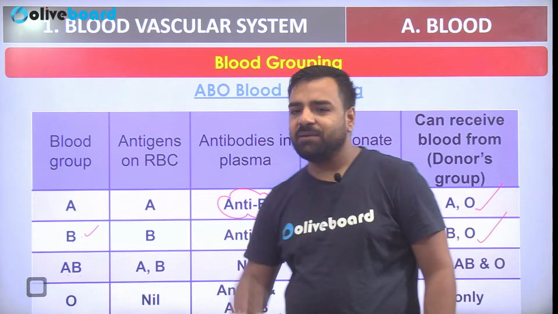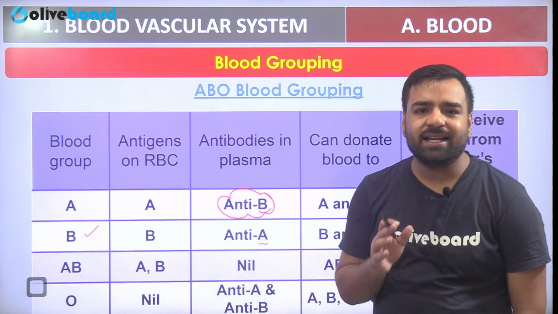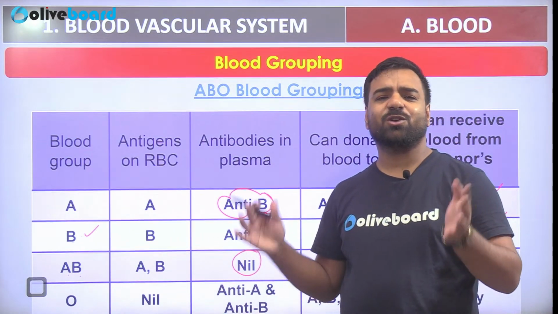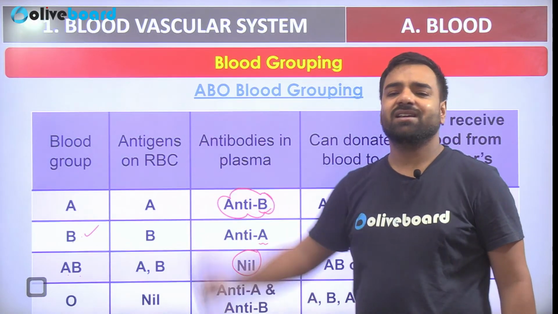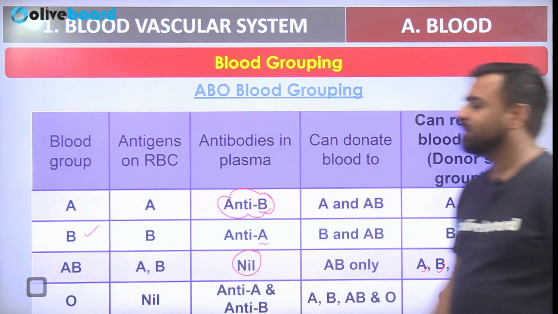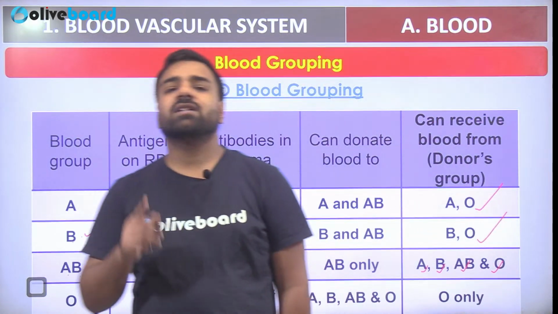Let's talk about AB. Does AB have any antibody? No sir, there is no such antibody. That means there is no such security guard. Everyone can donate the blood. So yes, AB can receive blood from A, B, AB and O. And hence we can say that AB is the universal acceptor.